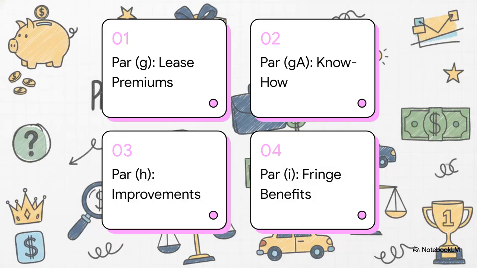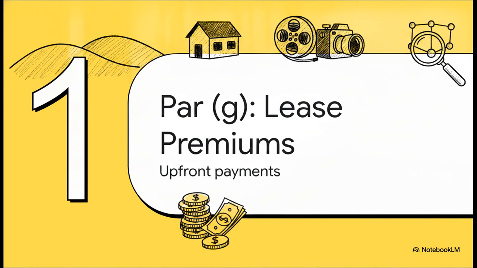Okay, here is our roadmap. We'll be covering paragraph G for lease premiums, paragraph GA on know-how payments, paragraph H for leasehold improvements, and finally paragraph I, fringe benefits. Let's kick things off with paragraph G, lease premiums.